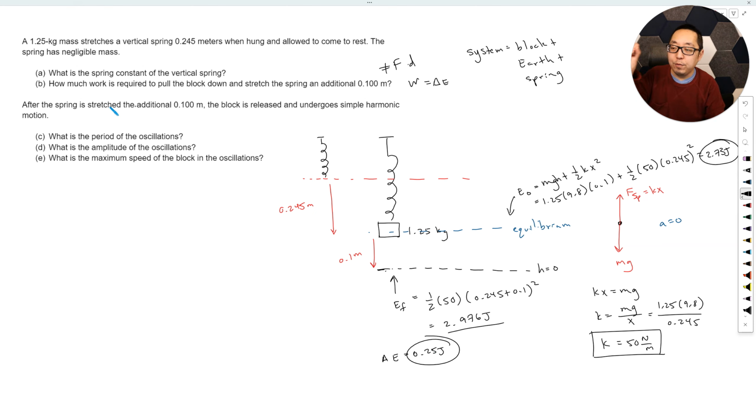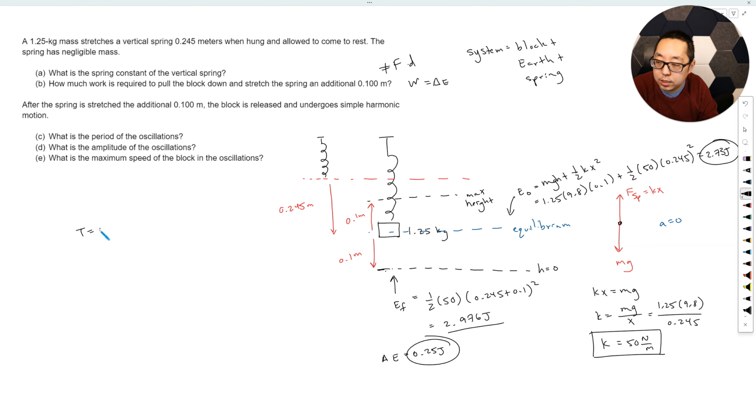All right. After the spring is stretched an additional 0.1 meters, the block is released and undergoes simple harmonic motion. So now it's going to oscillate up and down. And remember, this is the amplitude. It's going to go up and down to the max height, 0.1 meters. So I go ahead and draw that and say this is the max height, right? Because it's always going to oscillate an equal amplitude up and down around the equilibrium position.